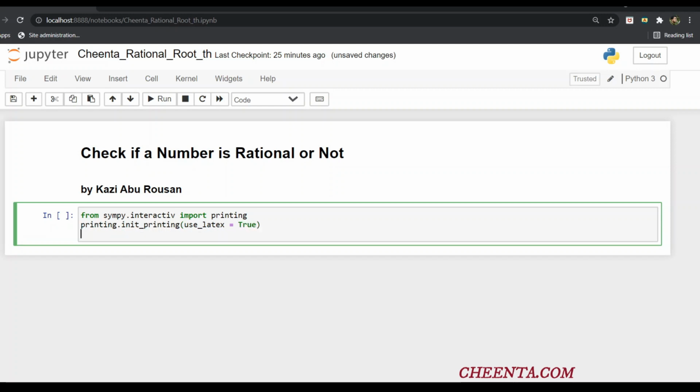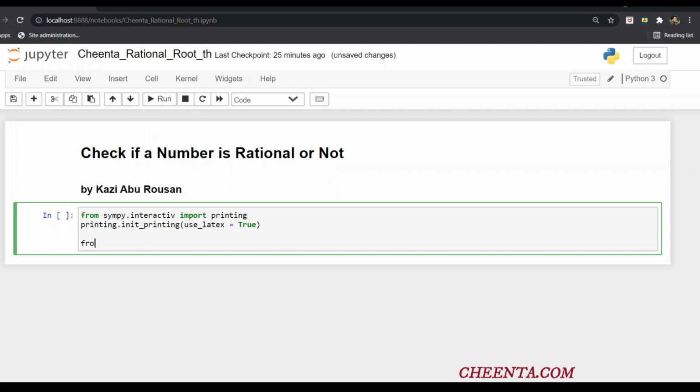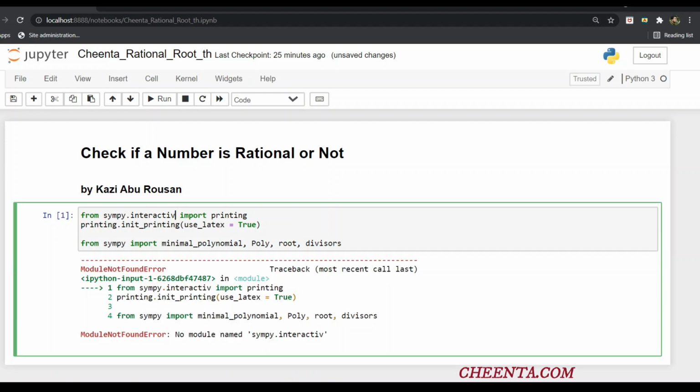I will be using this particular format, and we will also need some functions of SymPy, and you can just see the name and find out why we need them. The first one is minimal_polynomial, then the second one is Poly, then the third one is root, and the last one is divisors. So I will be needing this, sorry, there should be an E.